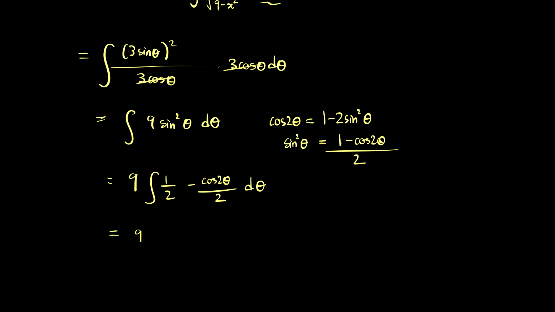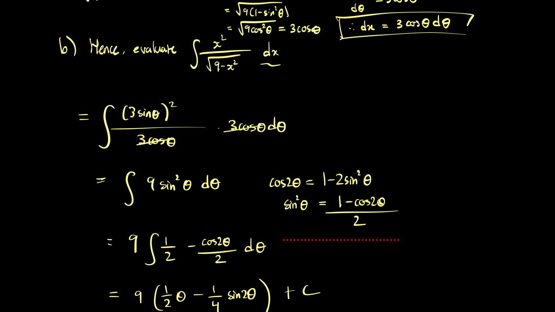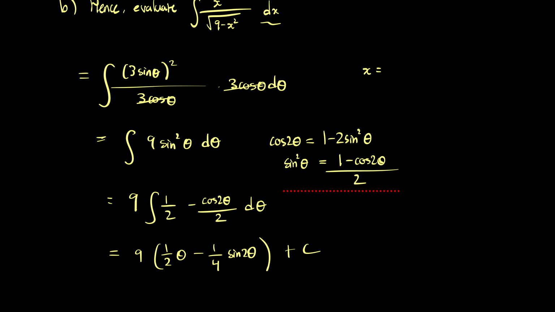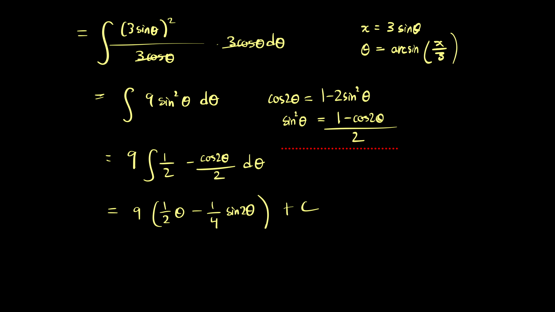And this is going to be equal to 1 over 2 theta minus 1 over 4 sine 2 theta, and of course the plus c. And now we have to input back the theta in terms of x. If we see our original expression, x equals 3 sine theta, I'm going to isolate theta by saying that this is the arc sine of x over 3. So we can quickly finish this off by inputting this arc sine of x over 3, just like that.